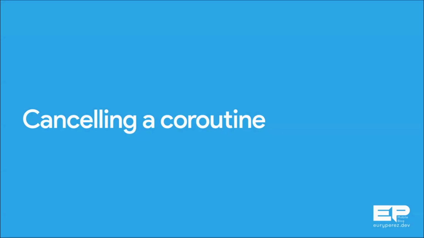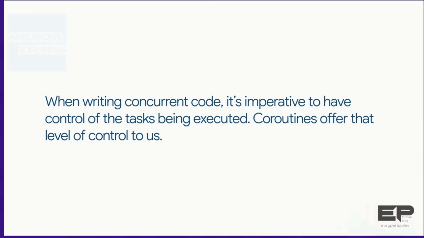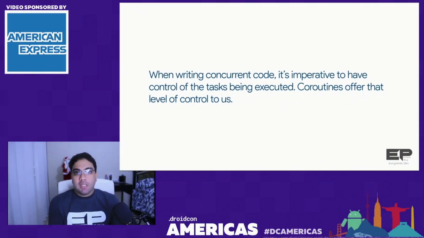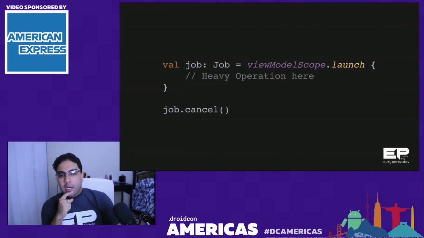So let's see about canceling a coroutine. When writing concurrent code, it's imperative to have control of the tasks being executed, because we don't know when the user navigates away, or when the user wants to just cancel the operations. The operation is just being executed in the background, so we need to have control over that. Coroutines offer that level of control to us. I'm showing you how to do it.